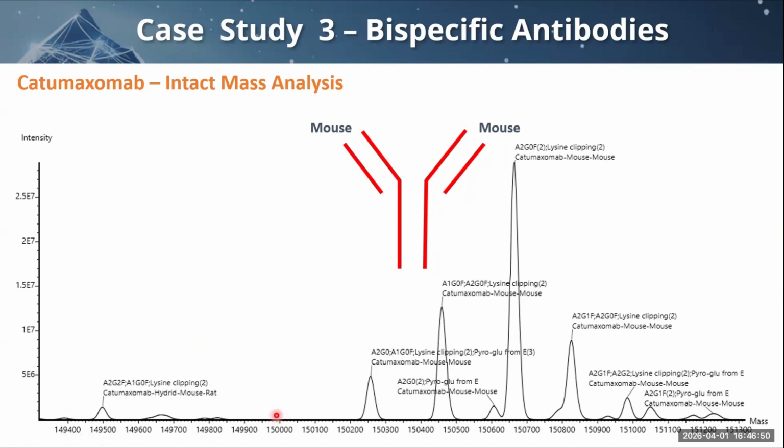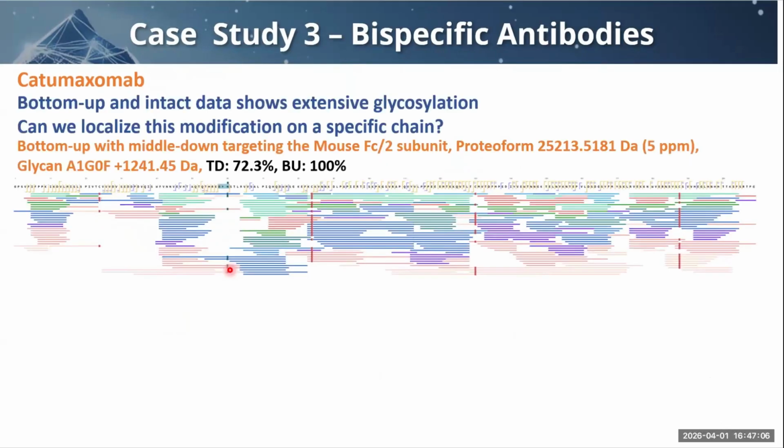What we expected is actually present in lower abundance here, where we do see a mouse-rat hybrid, and we've characterized this at both the reduced level and at the subunit level to confirm what is there. But we also saw extensive glycosylation, and we wanted to characterize that glycan. Can we localize it on a specific chain, and can we localize it on a specific site? So we did bottom-up as well as middle-down, targeting various Fc/2 subunits where we expect glycosylation. I'm only showing you one example.